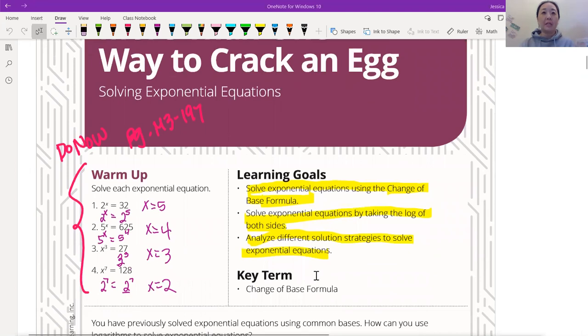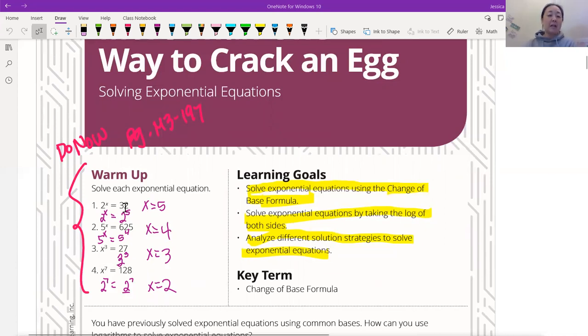So today we're going to be solving exponential equations. Our learning goal is solving exponential equations using the change of base formula, which is an important one, and solving exponential equations by taking the log of both sides. I don't know if you knew that, but we can. And what does that mean? We'll soon find out. And analyze different solution strategies to solve exponential equations. If you need an example, there are lots of good examples here.